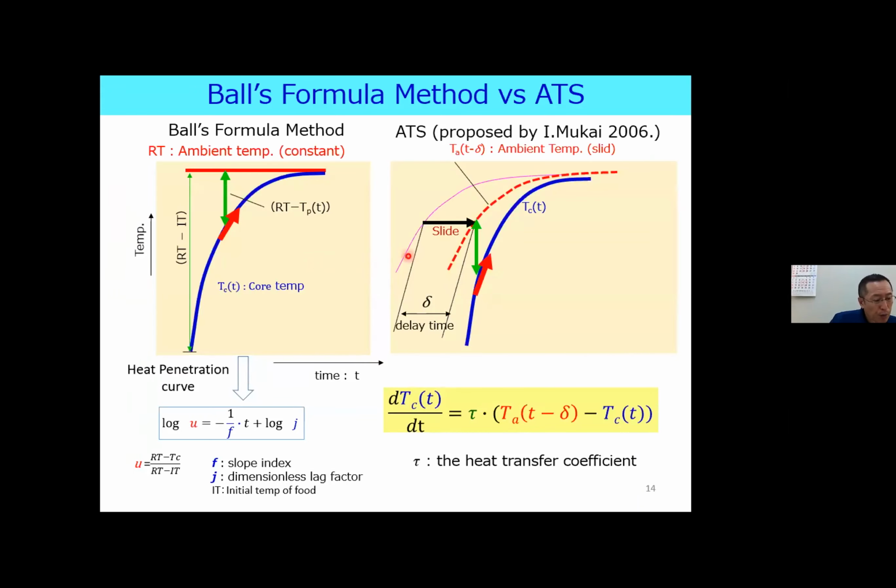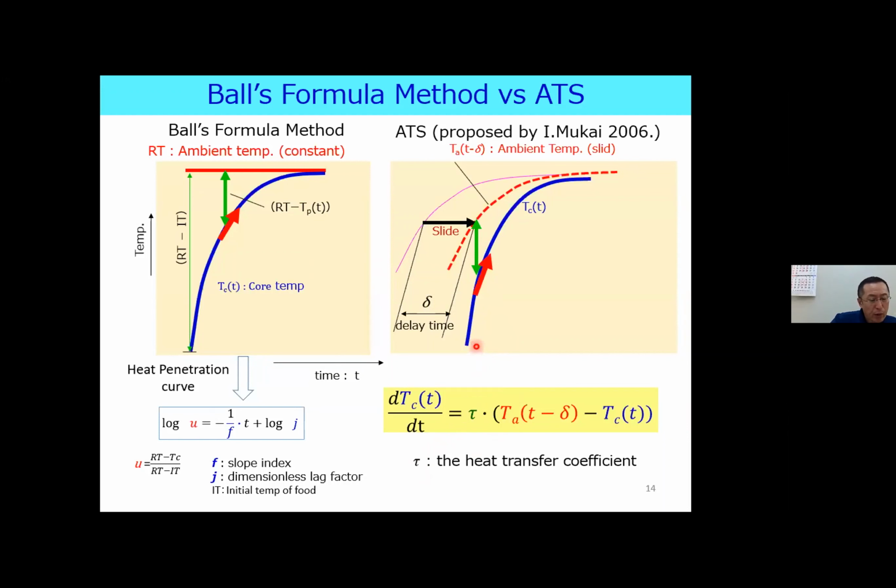So the core temperature changes with the shifted ambient temperature by the period of time delta. The core temperature changes in proportion to the temperature difference between the shifted ambient and the core. After all, the core temperature is determined using the coefficient tau with this equation.